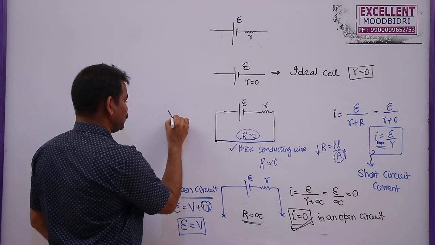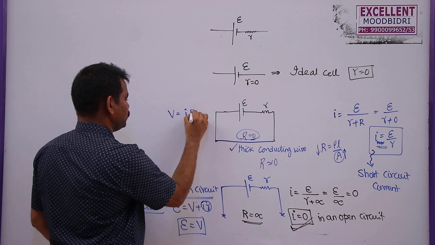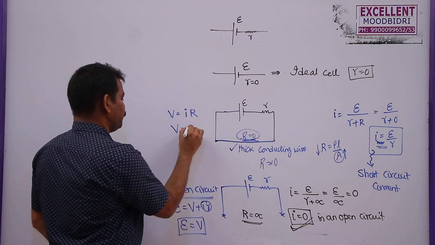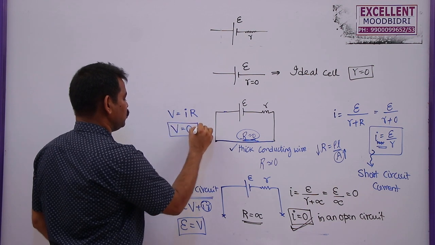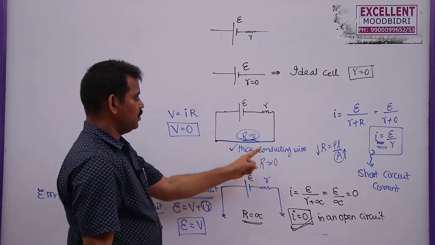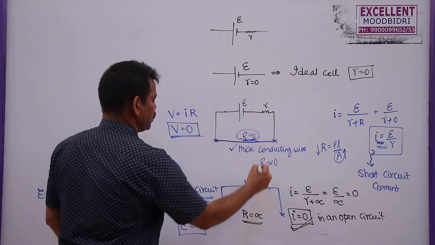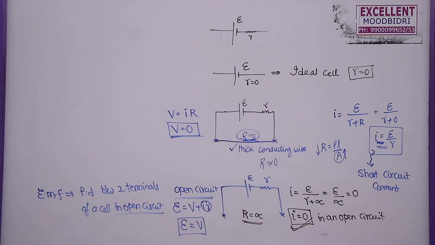Similarly, if you take this one, the potential difference V is equal to IR. As the external resistance is 0, the PD will be 0 if the two ends are connected with a thick conducting wire. So here the terminal potential difference between the two terminals will be 0.